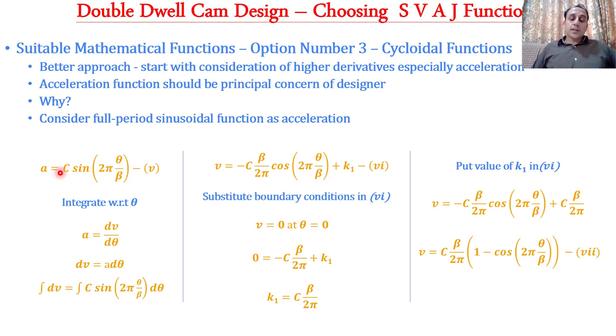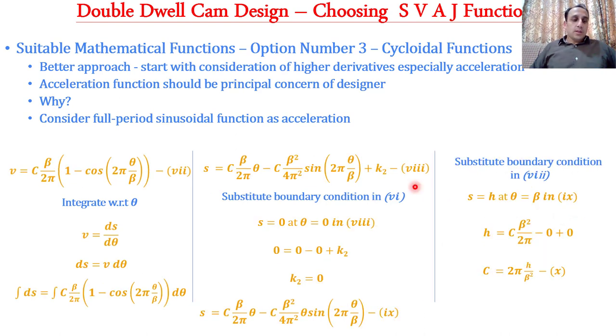So instead of displacement, we started from the acceleration, and then we integrated that acceleration function to get the velocity function. Now we will integrate the velocity function to get what? The displacement function. So this is the velocity function. We have to integrate it with respect to theta. Once again, we will get this displacement function with an integration constant.